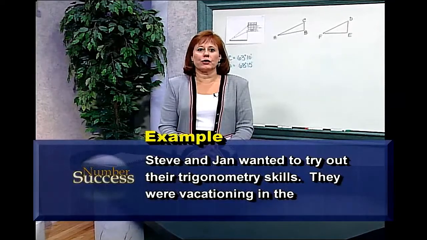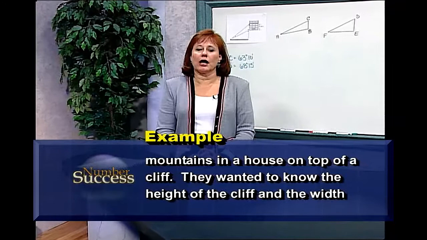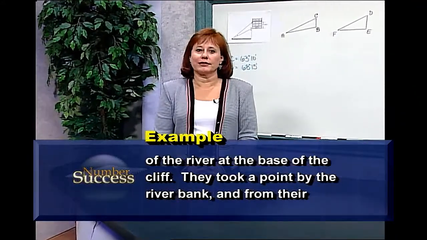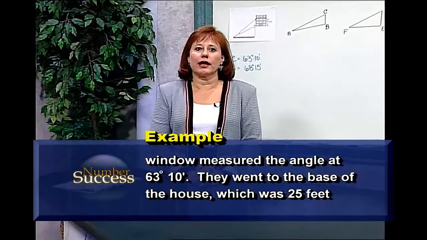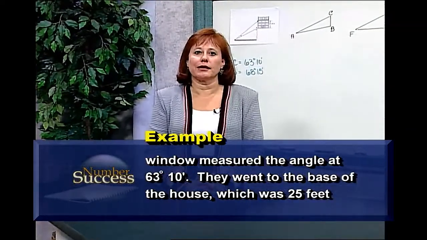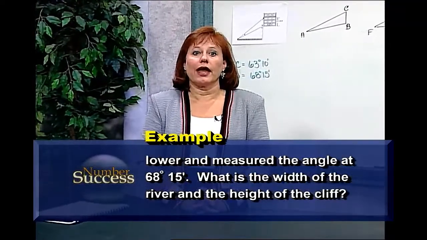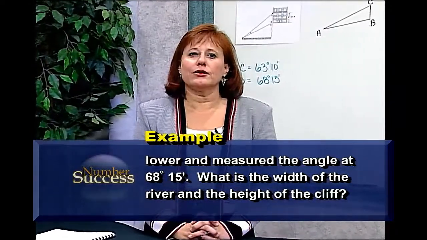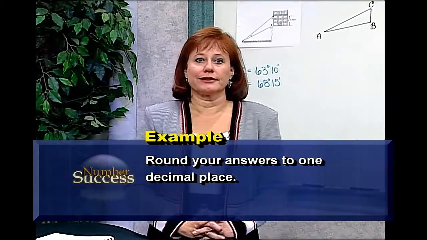Steve and Jan wanted to try out their trigonometry skills. They were vacationing in the mountains in a house on top of a cliff. They wanted to know the height of the cliff and the width of the river at the base of the cliff. They took a point by the riverbank and from their window measured the angle at 63 degrees 10 minutes. They went to the base of the house, which was 25 feet lower, and measured the angle at 68 degrees and 15 minutes. What is the width of the river and the height of the cliff? Round your answers to one decimal place.